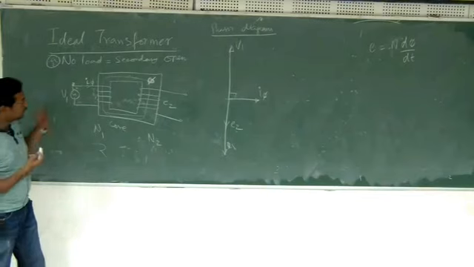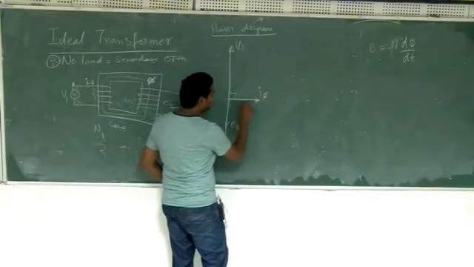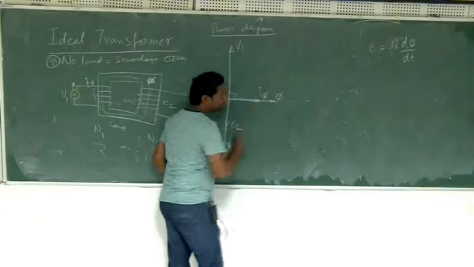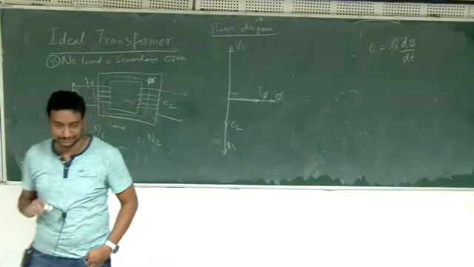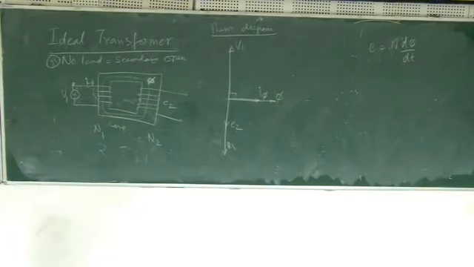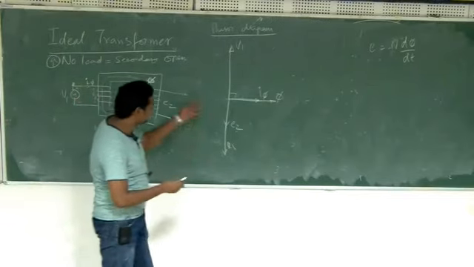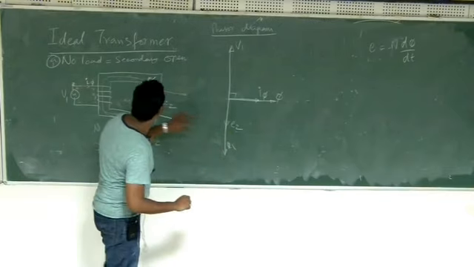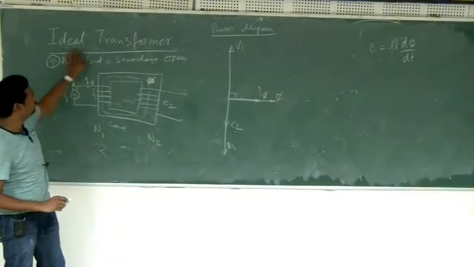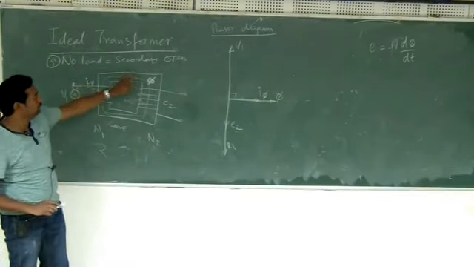I can also write the flux. Because flux is also a sinusoidal quantity, I can represent it as a phasor. So, I think we have covered everything. At this point, put this down in your notes also. This is the phasor diagram for an ideal transformer with the secondary open.